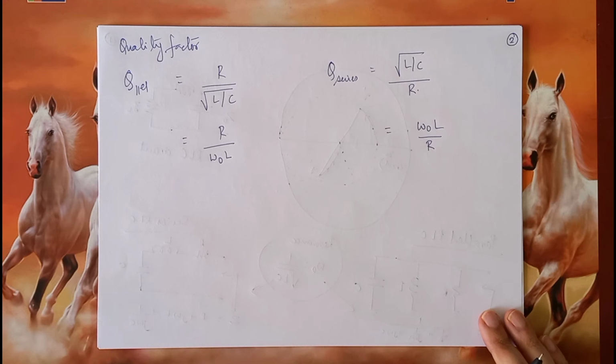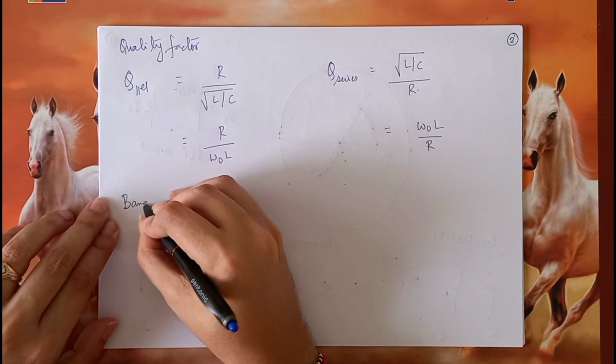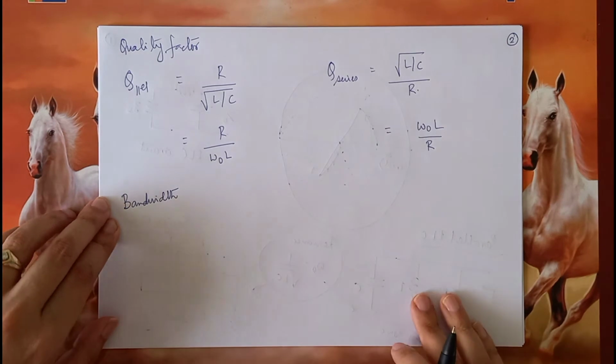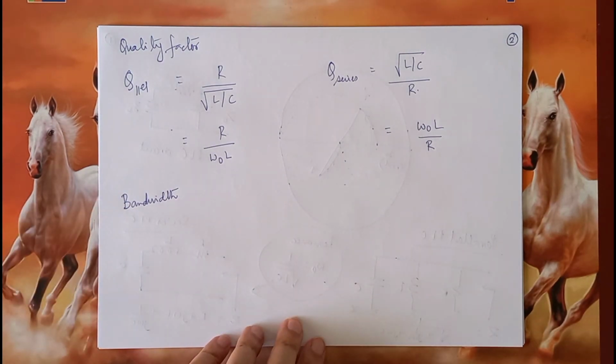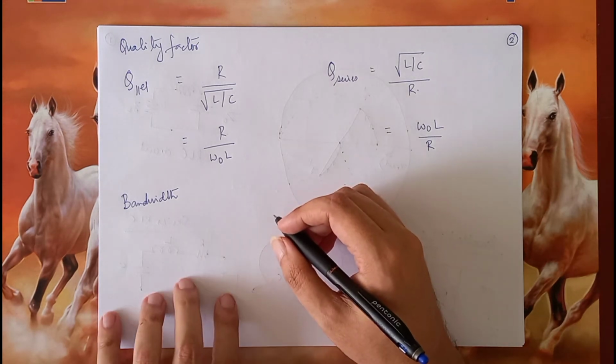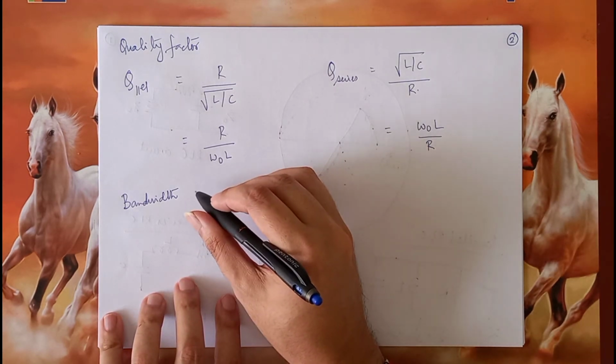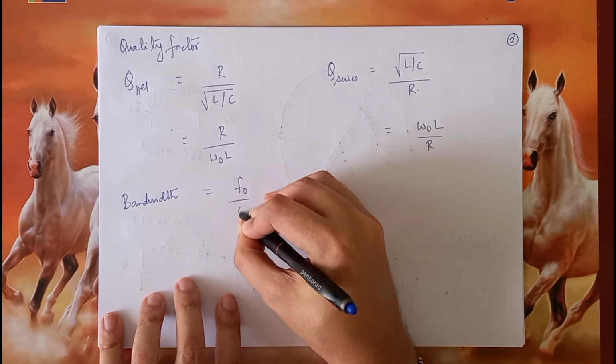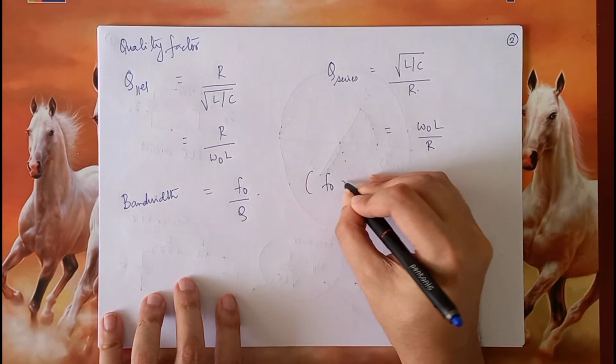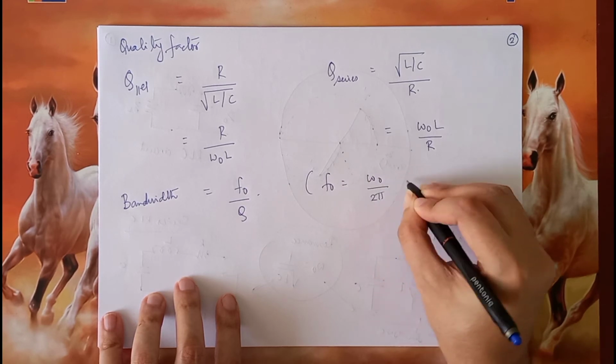Now, the Q of any circuit has a very important manifestation, and that is the bandwidth. The bandwidth of the circuit is essentially defined in this manner: F0 by Q, where F0 is omega 0 by 2 pi, which is the resonance frequency.